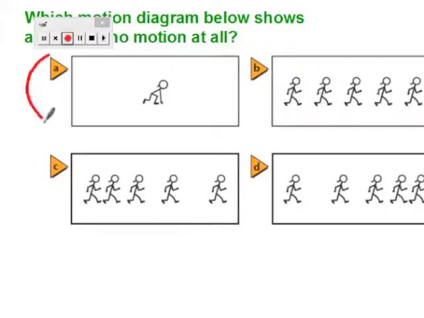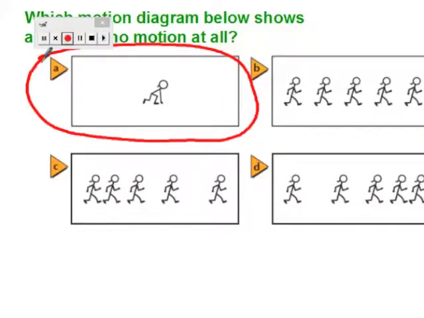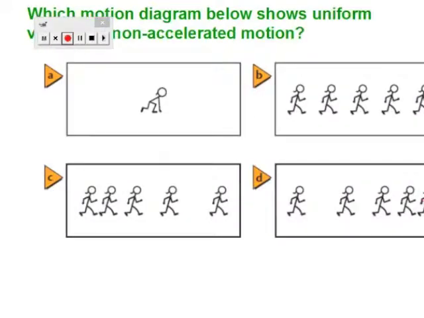I'm going to circle it. Oh, you're too late. Yeah, that's A. In spite of each second going by, we don't see separate images. It's all the same superimposed. All right. Which shows uniform velocity or non-accelerated motion?